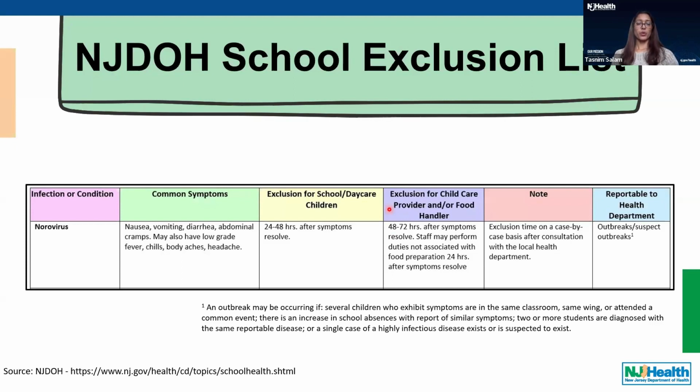Now, you may be thinking, why is there a range of hours for the exclusion time? Will it be 24 or 48 hours? Will it be 48 or 72 hours? So some things to think about include how long the outbreak has been going on. Are students and/or staff having ongoing symptoms? And is there continued spread happening across the childcare center or school? So after you consult with your local health department, they will help you determine which time frame you should use.